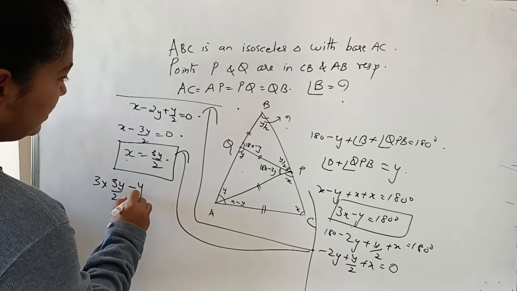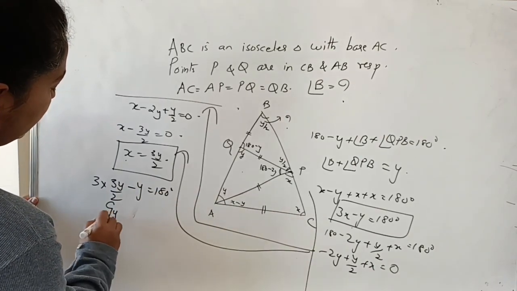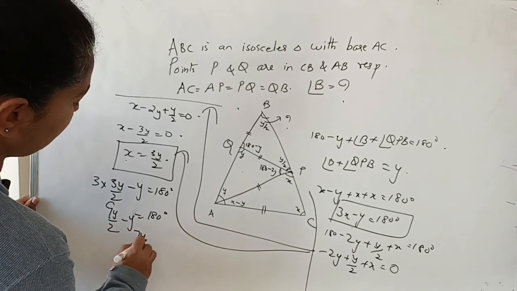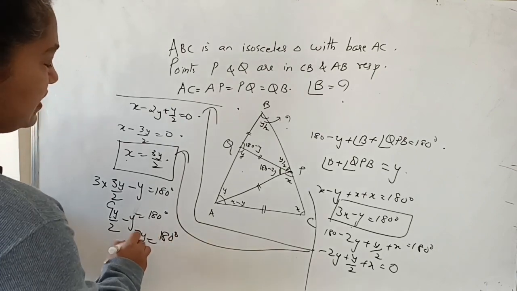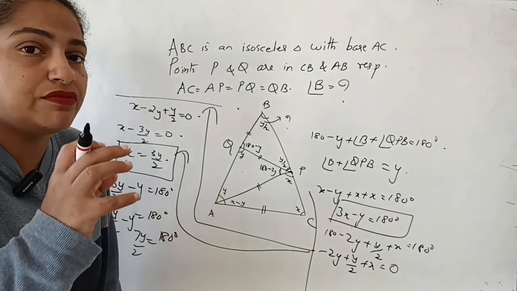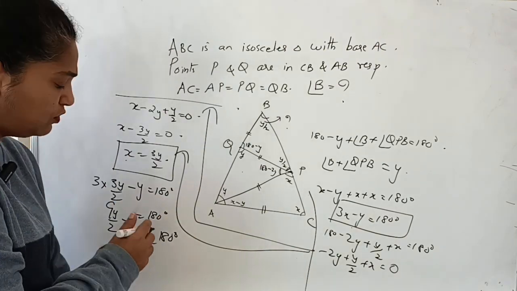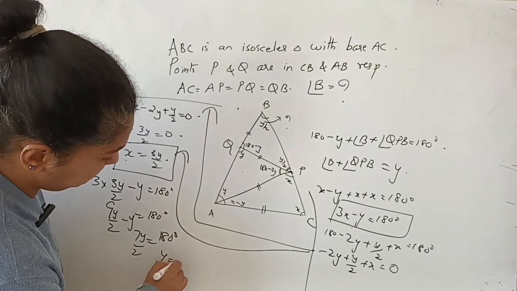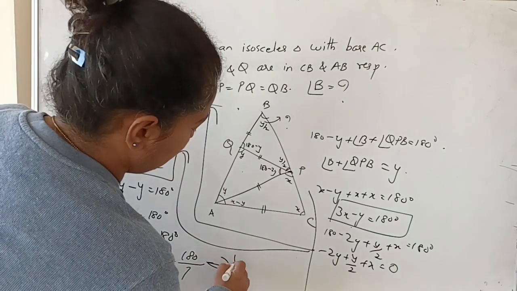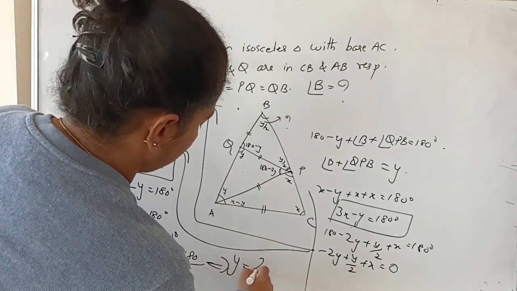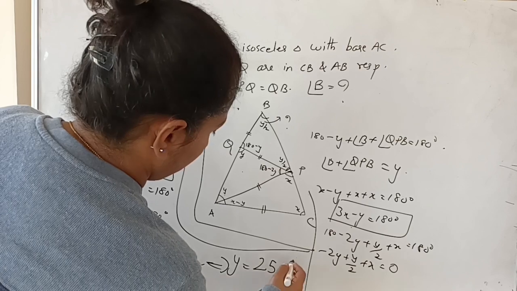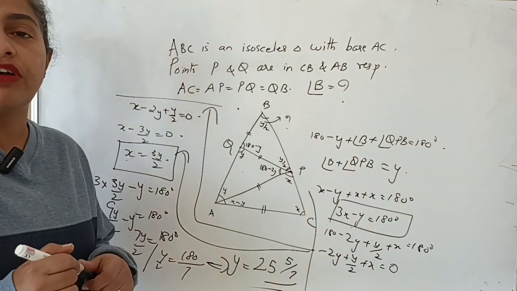3 into 3y by 2 minus y is equal to 180, or 9y by 2 minus y is equal to 180, or I can say 7y by 2 is equal to 180. I can easily find out the value of y. Okay. What do we need to find? We need to find the value of angle B which is y by 2. So from this I need to find out the value of y by 2. So y by 2 will be equal to 180 by 7. Or the value of y is equal to 25 and 5 by 7.